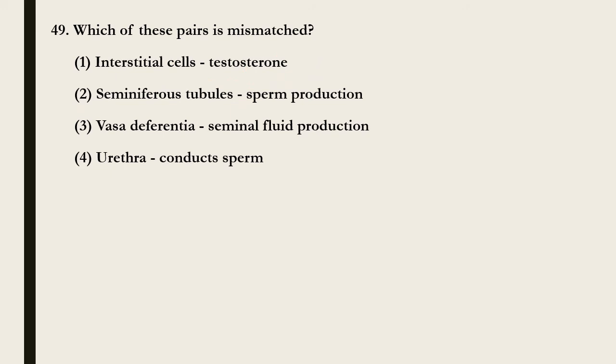Question number 49. Which of these pairs is mismatched? Option 1, interstitial cells, testosterone. 2, seminiferous tubules, sperm production. 3, vas deferens, seminal fluid production. 4, urethra, conducts sperm. Conducts means transports the sperms, so that is correct. Coming to the first option, interstitial cells are also called Leydig cells. They produce androgen hormones, that is testosterone. It is correct. Seminiferous tubules are the primary structural and functional units of the testis because they produce the sperms. It is also correct.